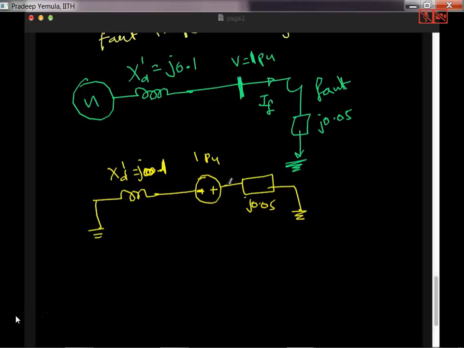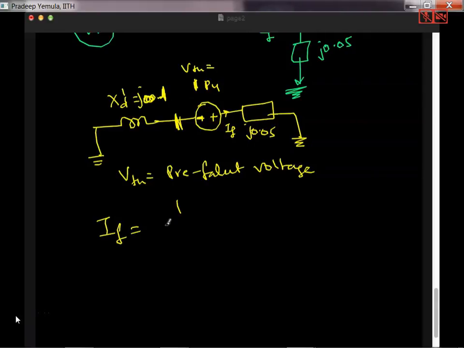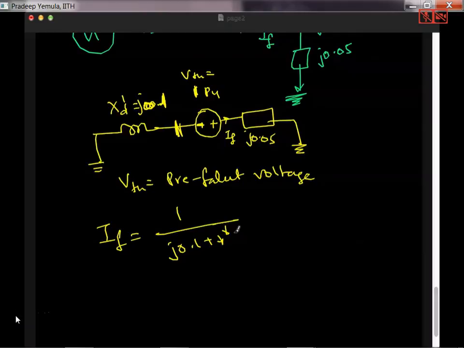So now what is the fault current? I can easily calculate. You short circuit all the generators, then you represent it in the form of a network, and here you have one single source. This is the pre-fault voltage. V Thevenin is nothing but the pre-fault voltage, that means the voltage before the fault occurred, which is 1. So the fault current is simply 1 divided by the total impedance, that is j0.1 plus j0.05, so 1 by j0.15.